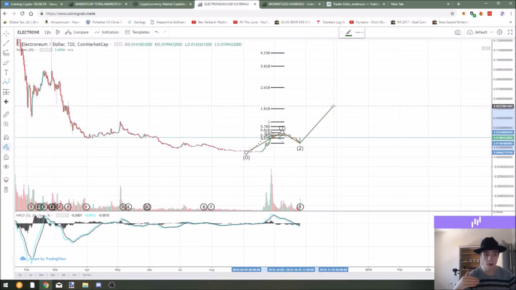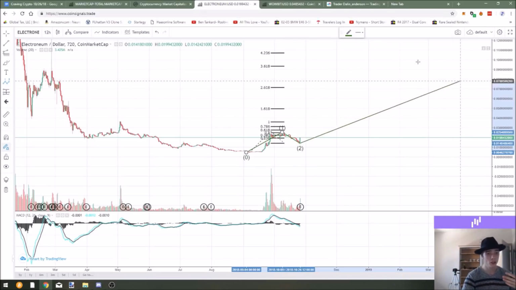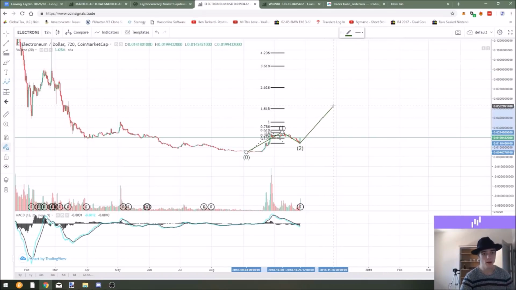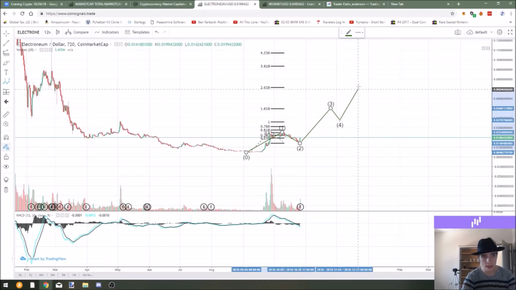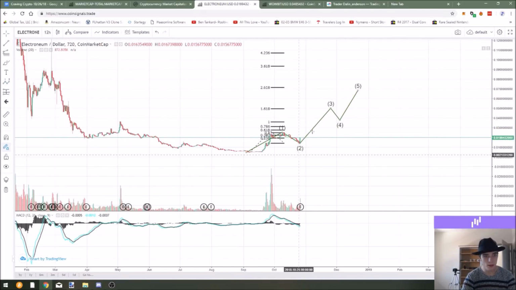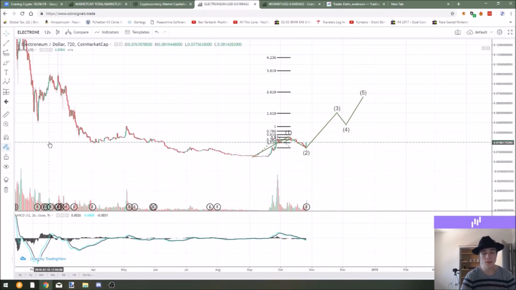So that means it's going to be bigger than a 1-to-1 extension. So the 1.618 is bigger. And that's going to be your 3, your 4. And your 5 is going to stop in between the 1.6 and the 2.6, generally kind of what you see with those fib relations here. And that would be the Elliott wave cycle, and this is going to do an ABC after that we kind of see playing out with electronium.